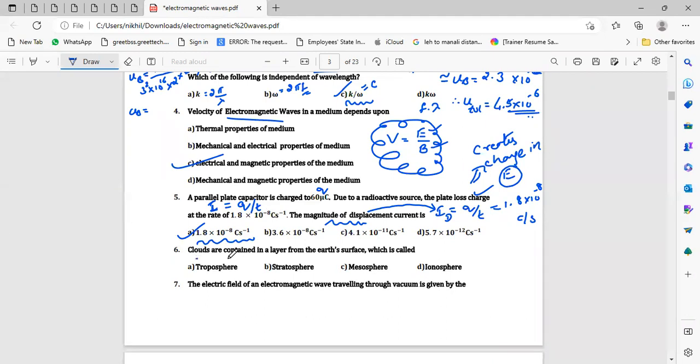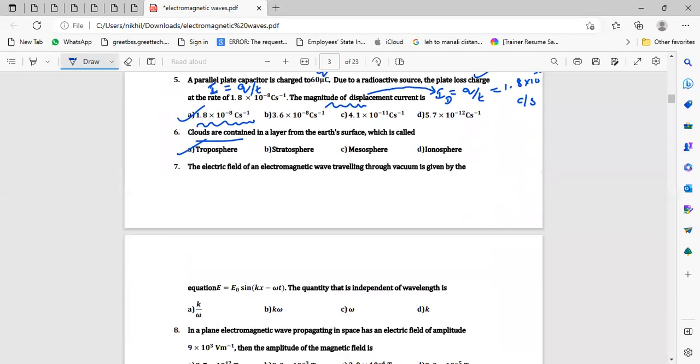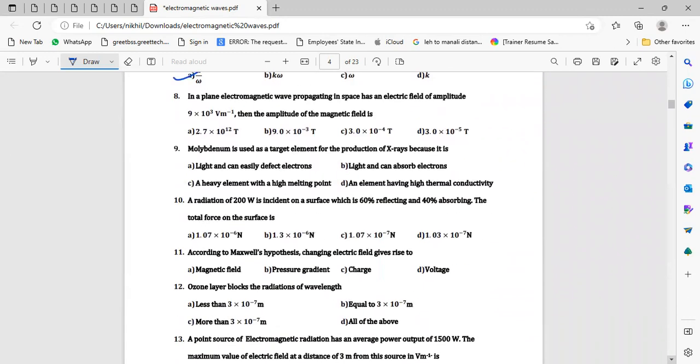You know that the clouds are going to be contained in the atmosphere by the troposphere. That basic question they have given. So once again we got the same question: E is equal to E naught sine (kx minus omega t). The quantity which is independent of wavelength is k by omega. Now, for the plane electromagnetic wave propagating in space, the electric field amplitude is given as E naught. Now they are asking you to find the amplitude of the magnetic field, that is B naught.